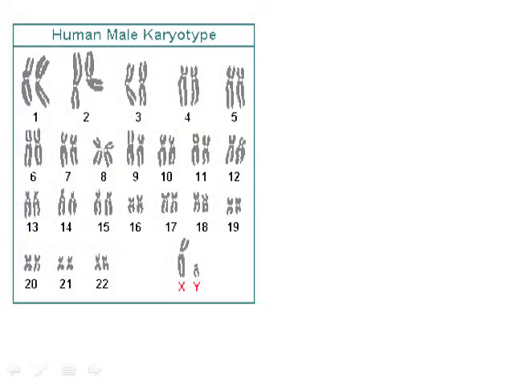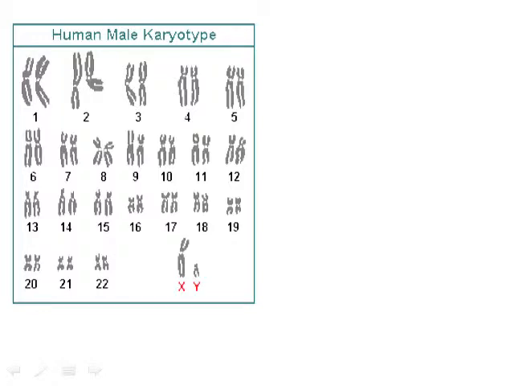This diagram shows the chromosomes found in the human nucleus. It's called a karyotype, and this one is for a male. You can see the XY pair at the bottom right of the screen. A female would have just two X's in the same position.